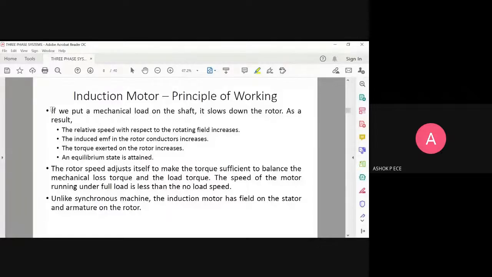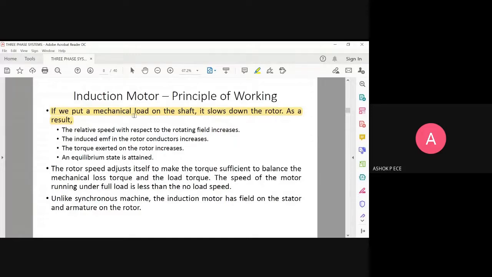Principle of working. If we are going to load the motor, so in the shaft of the motor, if I am going to add a load, definitely when you add a load, the speed of the motor is going to reduce. It is going to slow down the motor. As a result, what will happen? The relative speed with respect to the rotating field increases.